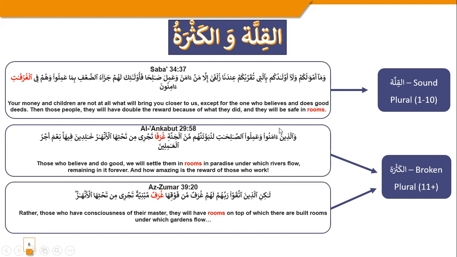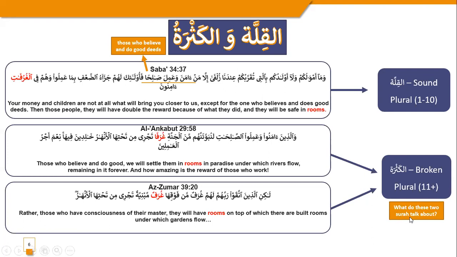They're translated as rooms, rooms, rooms, everywhere. What is the significance of using sound plural, and what is the significance of using broken plural, al-kathra, in the other two ayahs? So over here in the first example, you see those who believe and do good deeds. Simple thing. Like all of us, may Allah give us tawfiq to do good deeds. But the simple meaning is that they believe and they do good deeds.